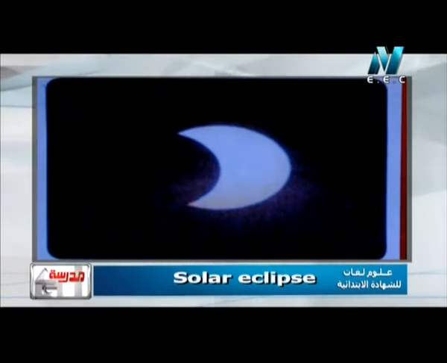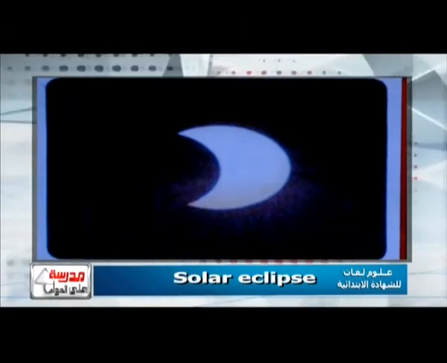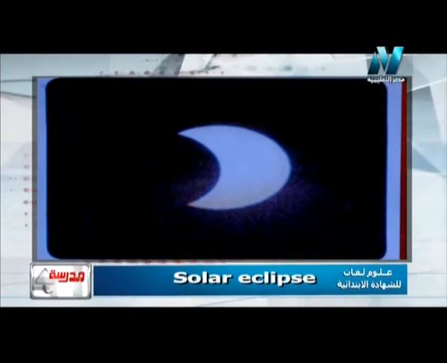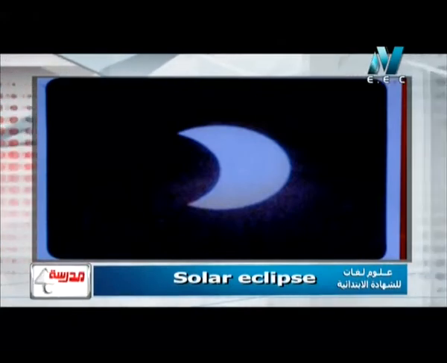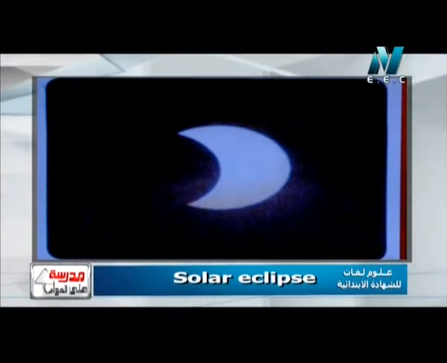Here I can see a part of the sun. People might be fooled and think this is a picture of the moon. No. This is a picture of the sun where a partial solar eclipse appears, a phenomenon we call partial solar eclipse.